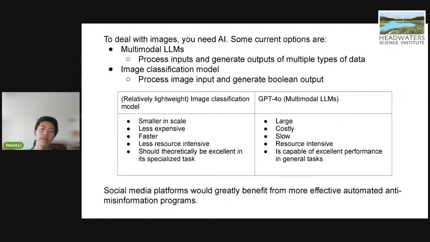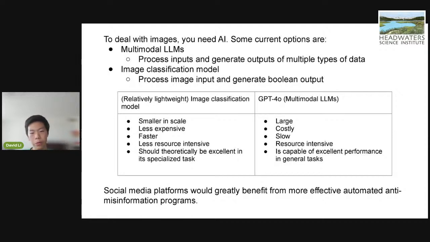Image classification models, in comparison to multimodal large language models, are small, less expensive, faster, and also not as resource intensive, at least in this context where we're using relatively lightweight ones. And they should be theoretically excellent at the task that they are specializing in. Multimodal large language models, on the other hand, are large, costly, slow, and resource intensive. But it's all of these things because it's capable of excellent performance in just general tasks as a result of their large size and the amount of data that they've been trained on.